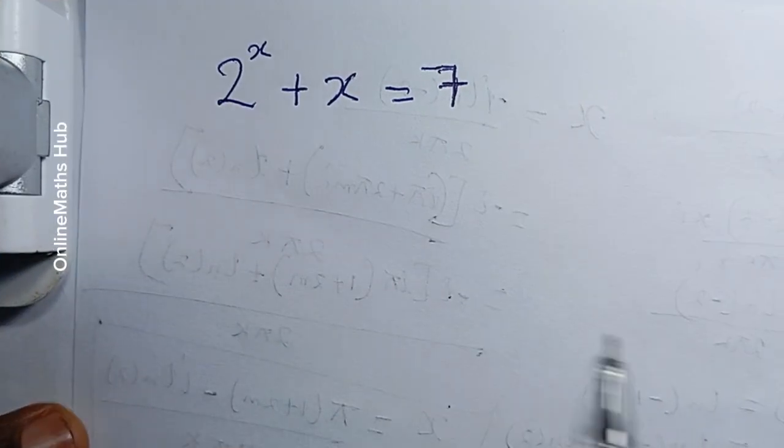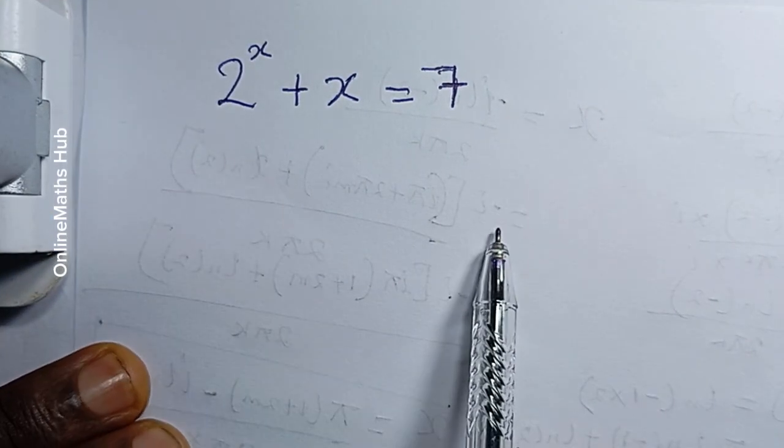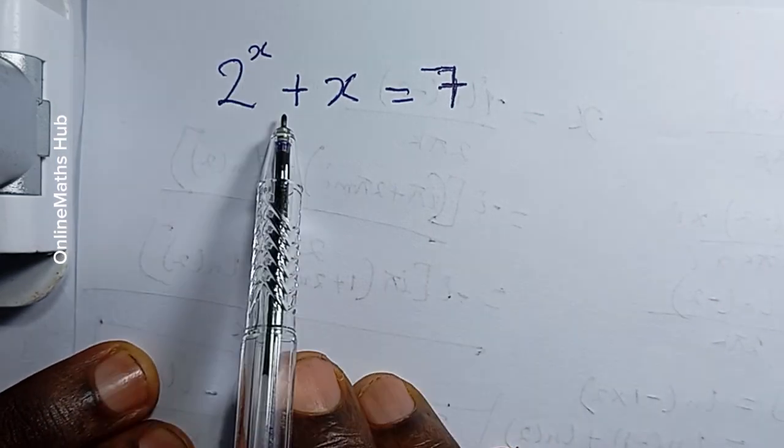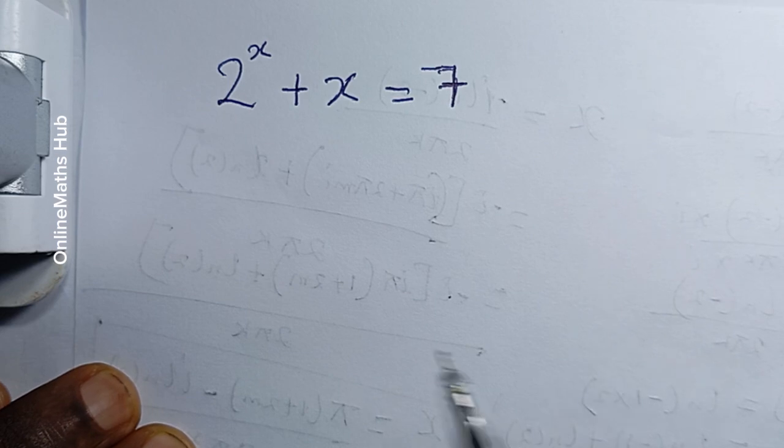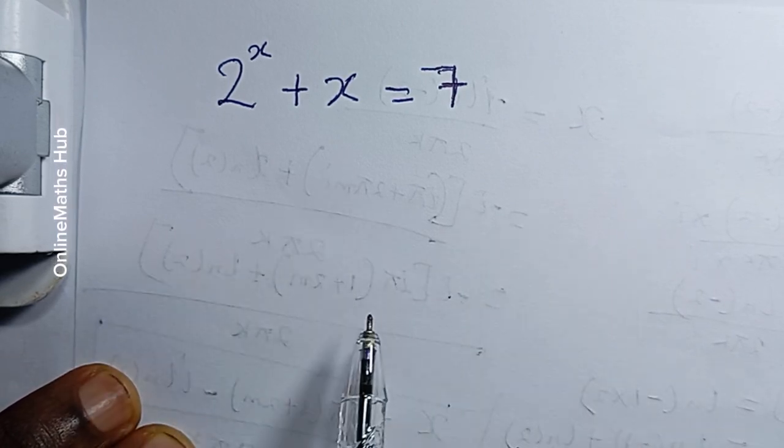We have this interesting problem right here to solve. So what we have is 2 power x plus x is equal to 7. Okay, so we want to find out the value of x that is actually going to satisfy this problem.